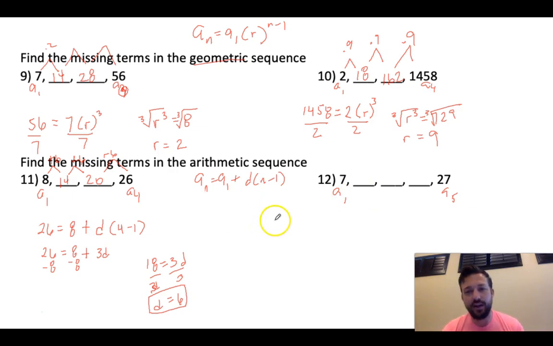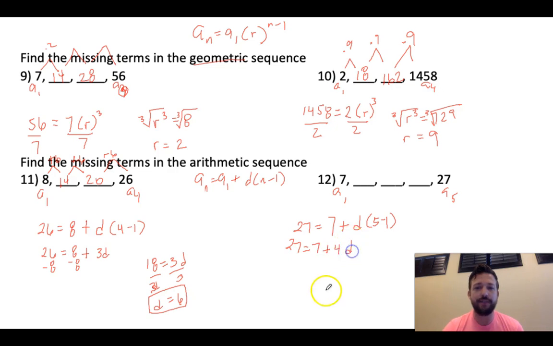Okay, last one here. I'm using the same formula. So 27 equals a_1, which is going to be 7, plus the difference, which is what we're trying to solve for, times n minus 1. n is the number of terms, which we have 5, so 5 minus 1. Let's work this out. 27 equals 7 plus 4d. Subtract 7 from both sides, so it leaves us with 20 equals 4d. Divide by 4, and we got the difference is going to be 5, right?